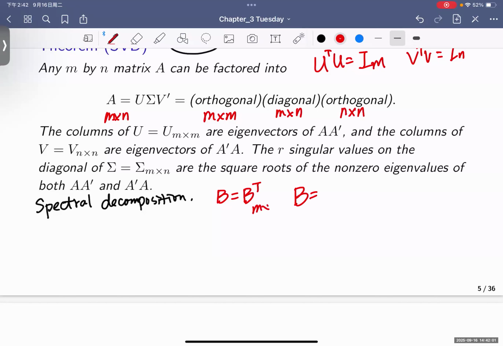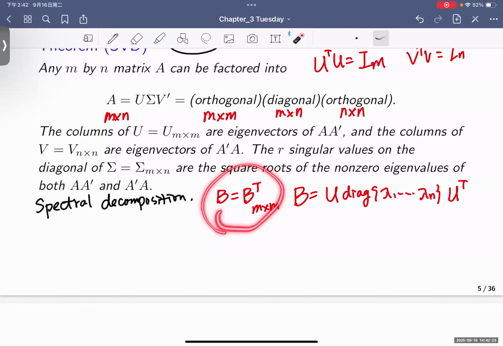I make it as M times M, okay, will equal to U times the diagonal matrix, whose diagonal is the eigenvalues, times the U transpose. Okay, so this is a spectral decomposition for a symmetric one. B will equal to the orthogonal matrix U times the diagonal times the U transpose. So this one looks pretty close compared with this one.